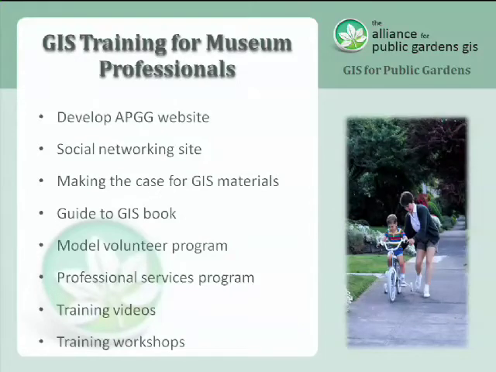We're working on a model volunteer program that is designed to help you get free help to do this. These mapping projects can be really large, and volunteers are a great way to do it. So we're working on that. We're also working on a professional services program, is what we're calling it, that essentially links gardens up with GIS professionals who are looking to do some kind of volunteer work, so you can get really trained GIS people to help you out. And then those training videos I mentioned and today's workshop are all part of that grant program.